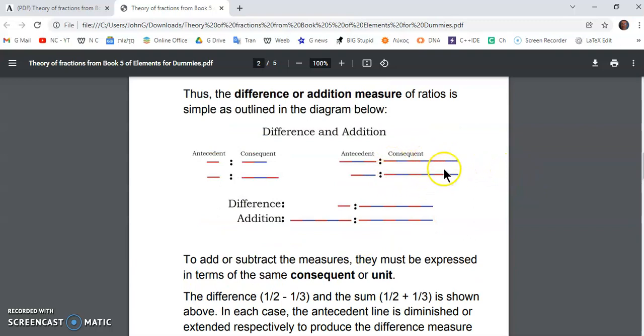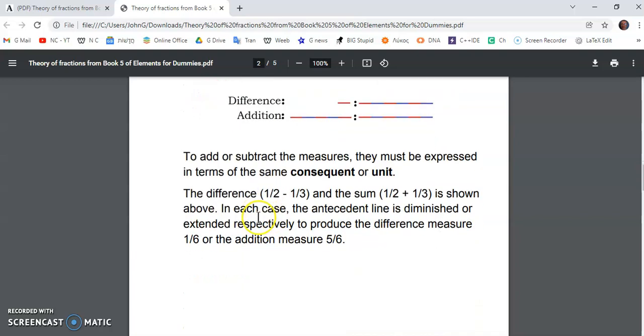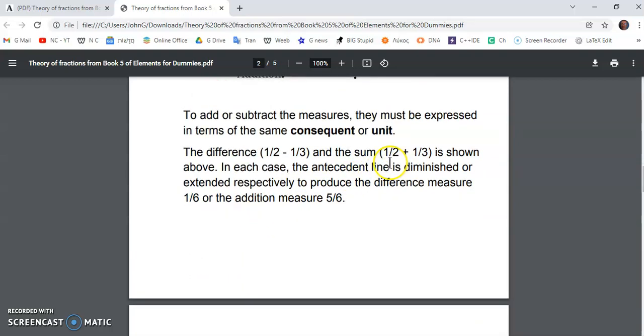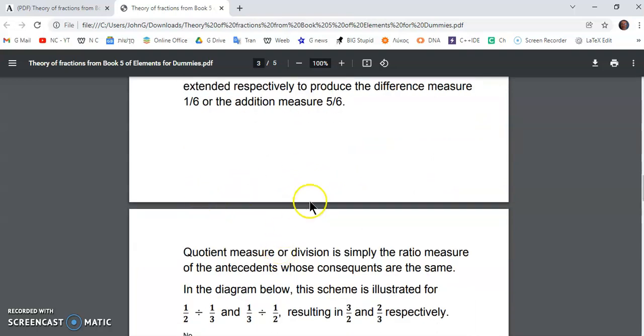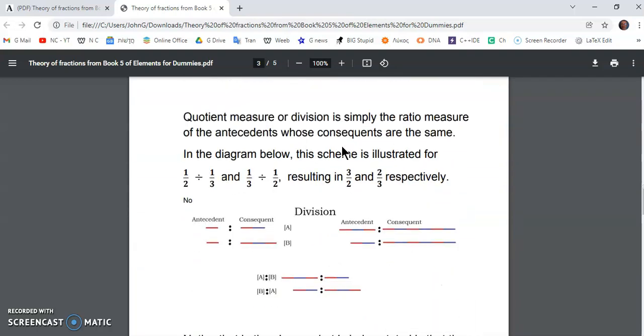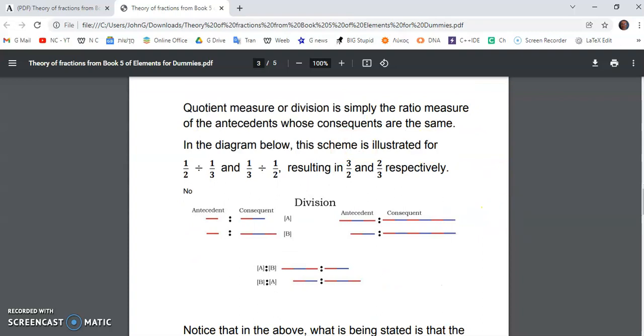And here we've made them in terms of this consequent, which is the same, right? So the difference, a half minus a third, and the sum, half plus a third, is shown in the above. In each case, the antecedent line is diminished or extended, respectively, to produce the difference measure 1/6 or the addition measure 5/6. Okay?